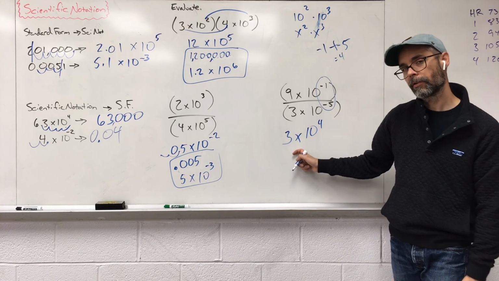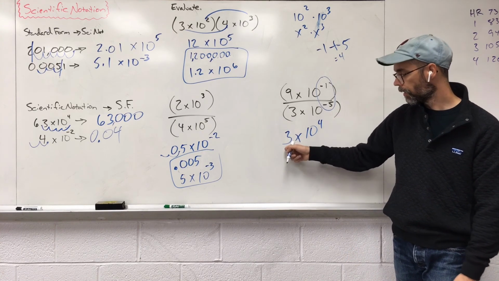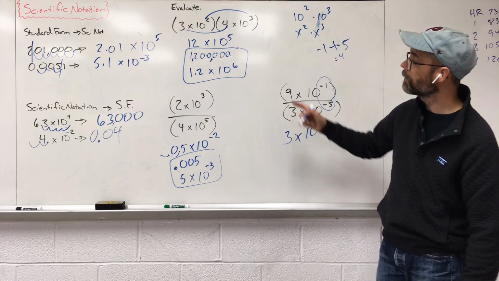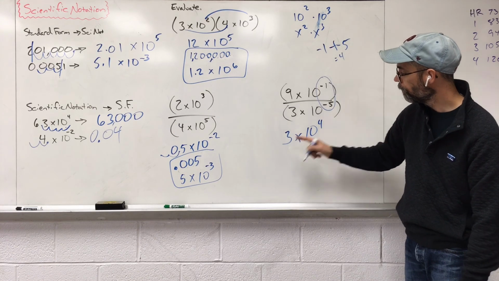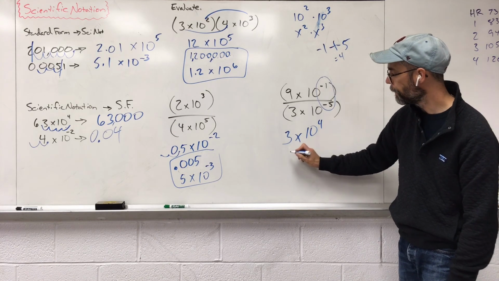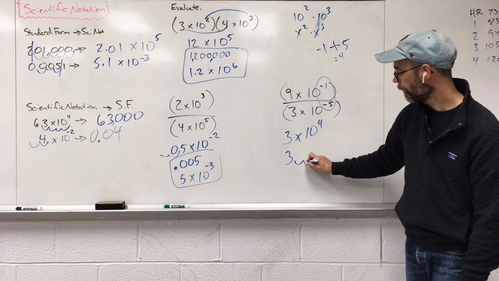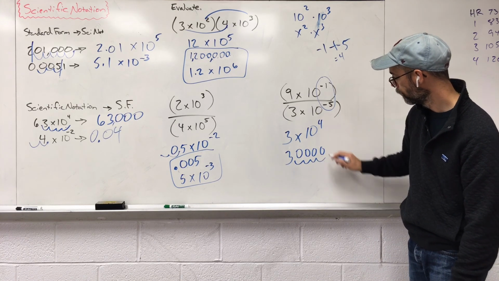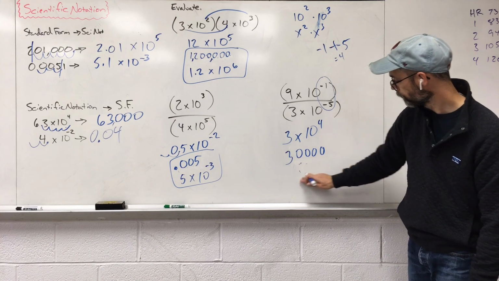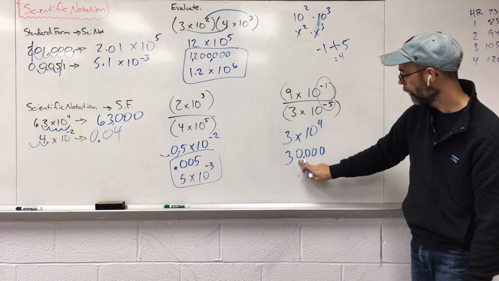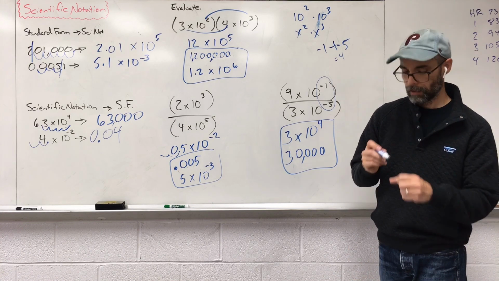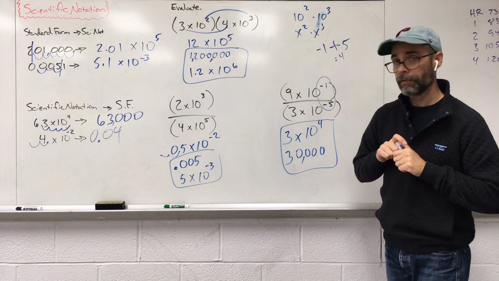Is this in scientific notation? This number, between 1 and 10, we like that. We're halfway done. We just need the standard form. Move this decimal 4 times to make it bigger. 1, 2, 3, 4. Fill in the holes. And we're left with 30,000. And that is scientific notation problems.